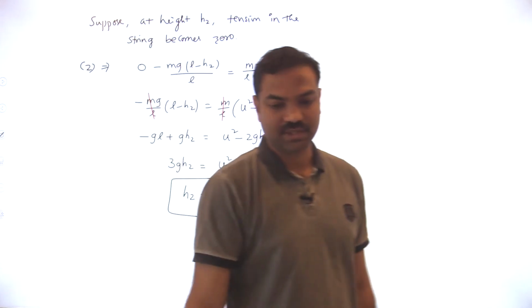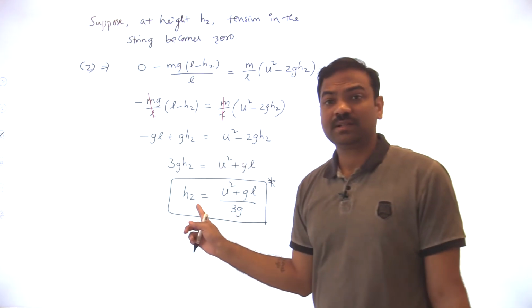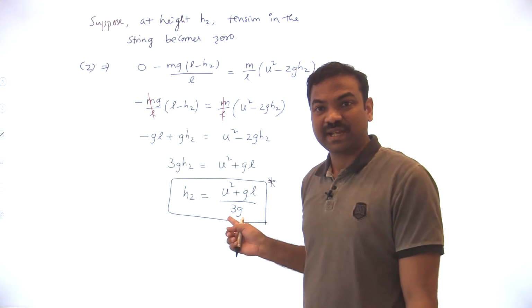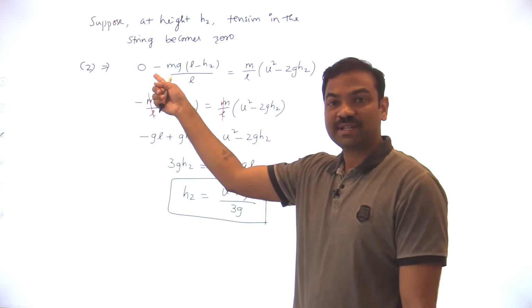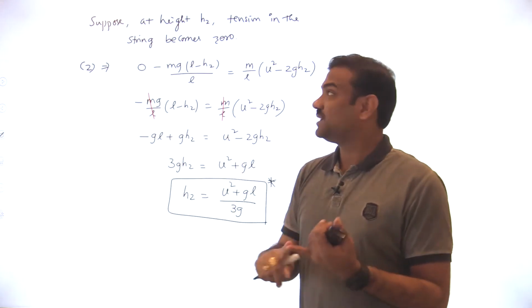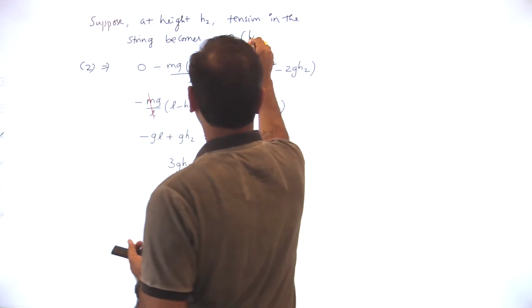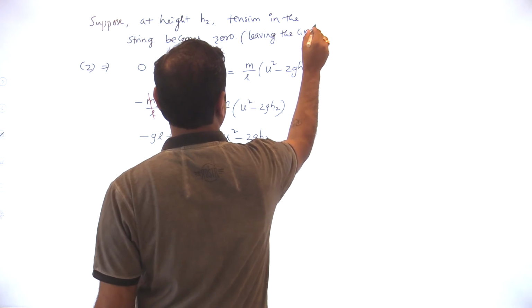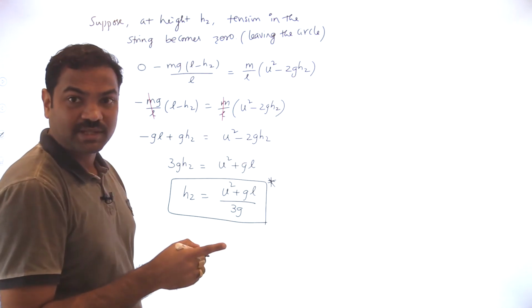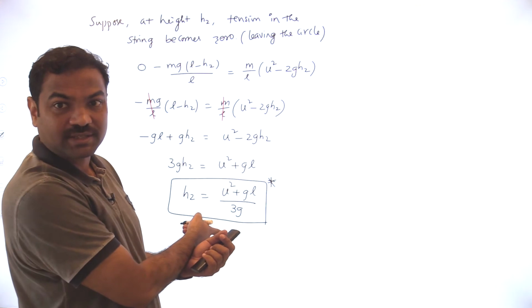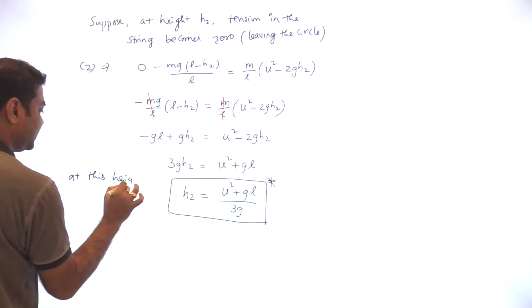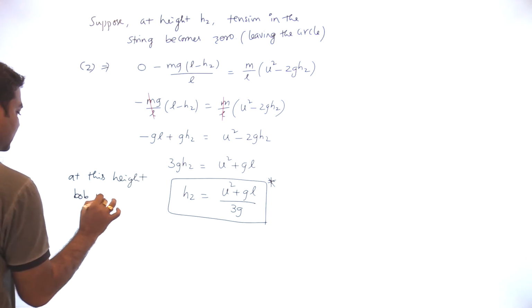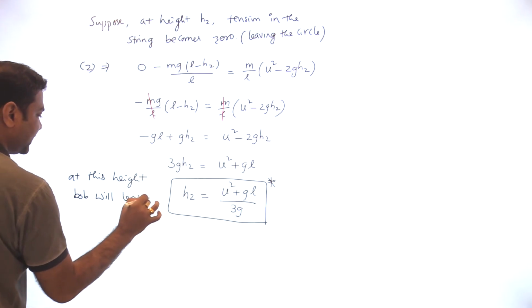On this you may get questions. At what height will the particle leave the circular motion? This is the height. Why? Because tension is 0. Tension is becoming 0 at this height. At h2 height means what? Leaving the circular path. Whenever they ask a question about leaving the circular path, definitely it is related to this height. At this height the bob will leave the circular path.